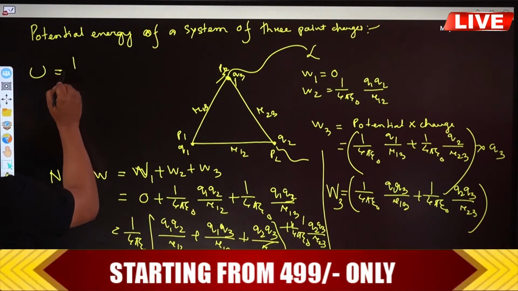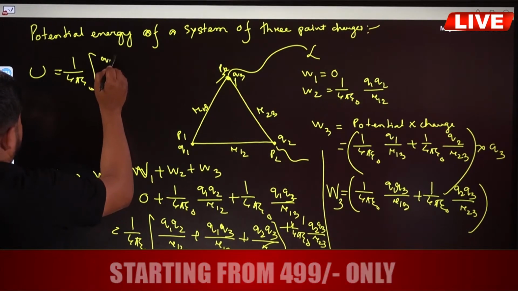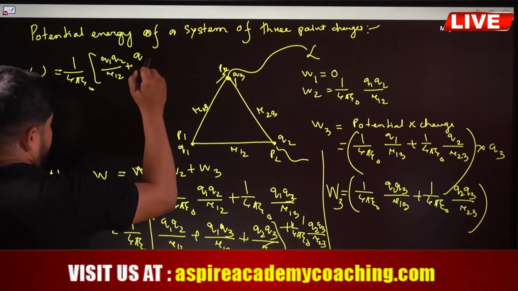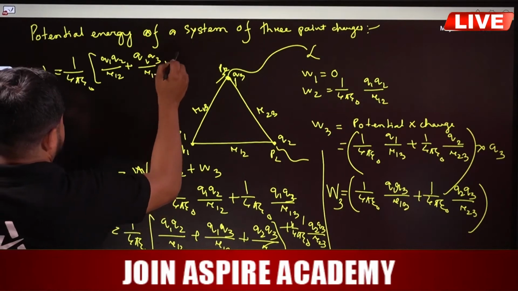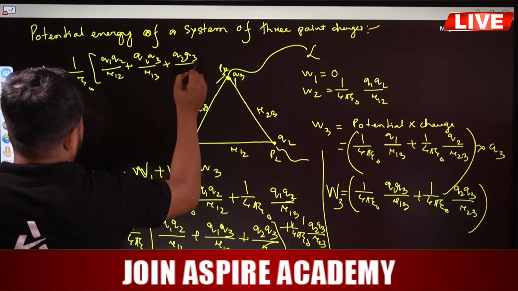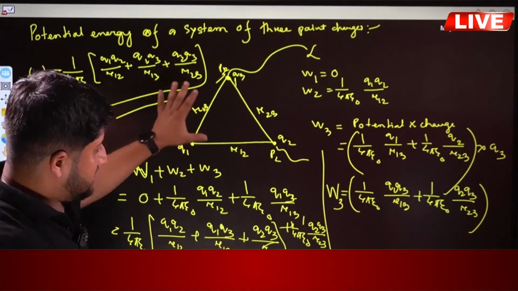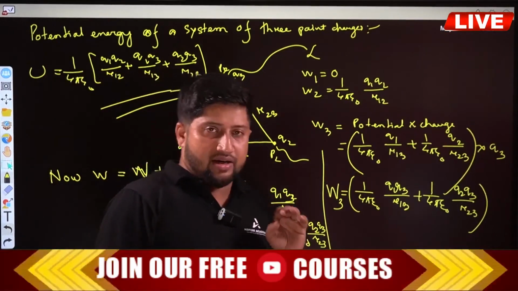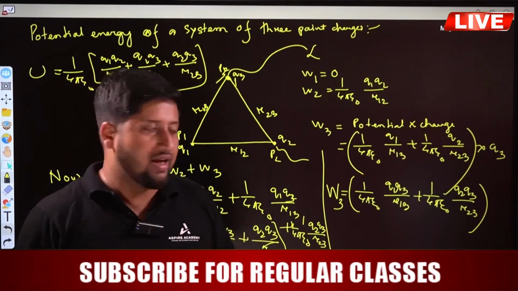So potential energy we can represent as 1 by 4 pi epsilon naught times Q1 Q2 by R12 plus Q1 Q3 by R13 plus Q2 Q3 by R23. So this is the potential energy of a 3-point charge system. Is it clear to everyone? This is the potential energy of a 3-point charge system. Okay.